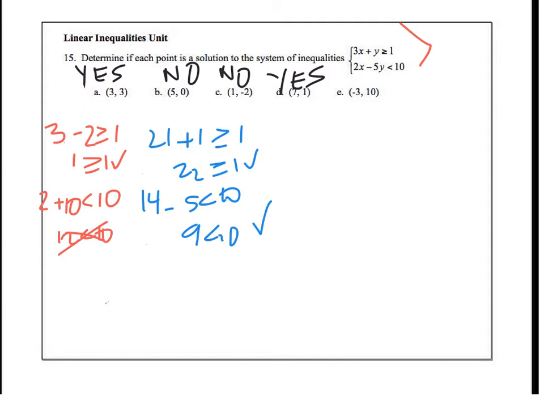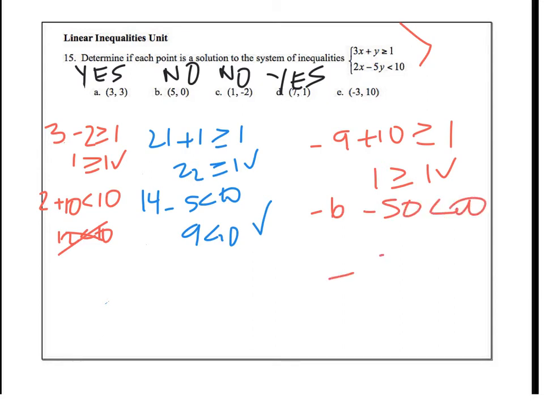And then for my last one, I'm going to get negative 9 plus 10 is greater than or equal to 1. Which gives me 1 is greater than or equal to 1. That works. Bottom one, I'm going to get negative 6 minus 50 is less than 10. So negative 56 is less than 10. That also checks out. So also a yes.